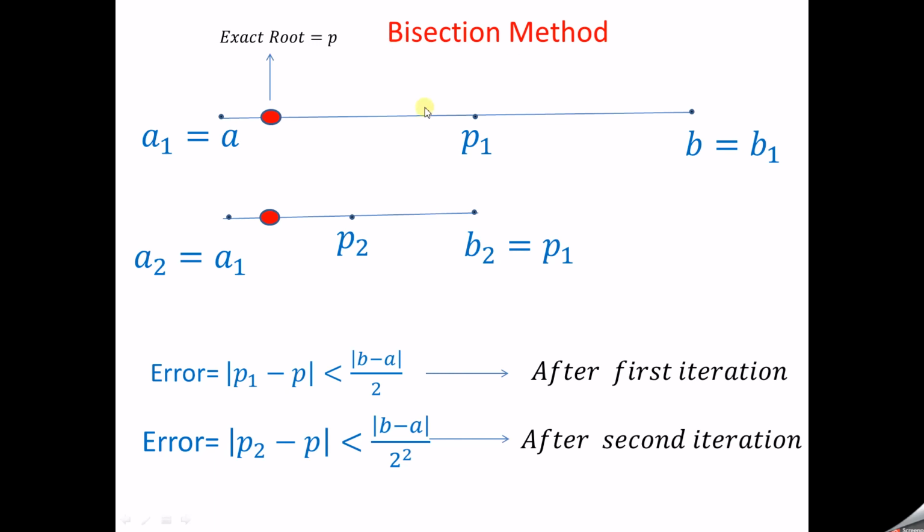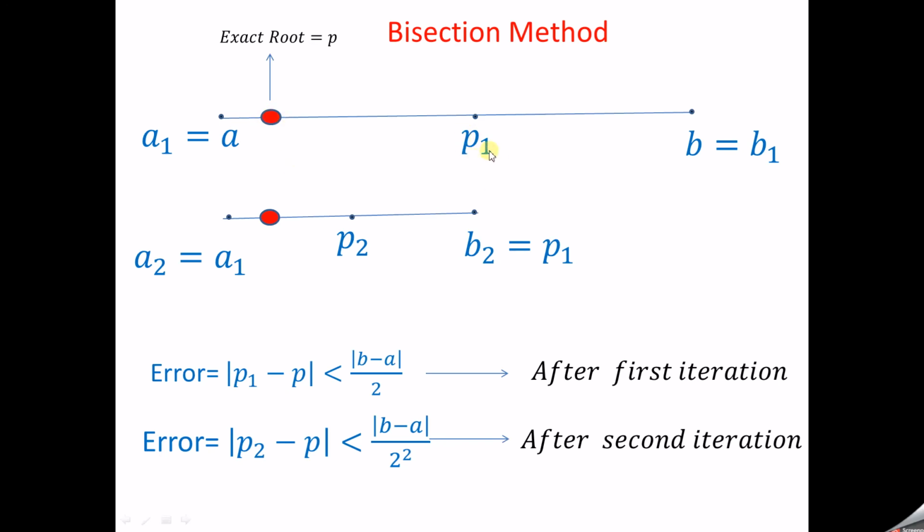So in the bisection method, we start with an interval A1 and B1. The initial values A, B, we call it as A1 and B1. And suppose this is the exact root somewhere between A1 and B1. That is the first interval where we start. Suppose the exact root is here, some P is the exact root. We don't know what it is.